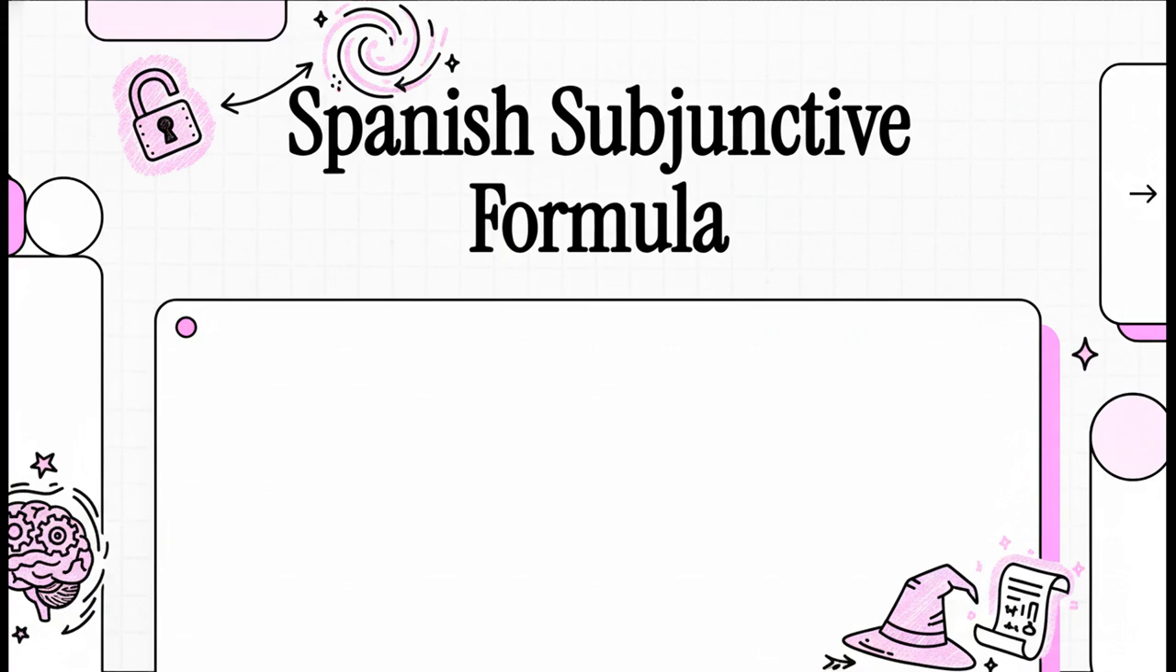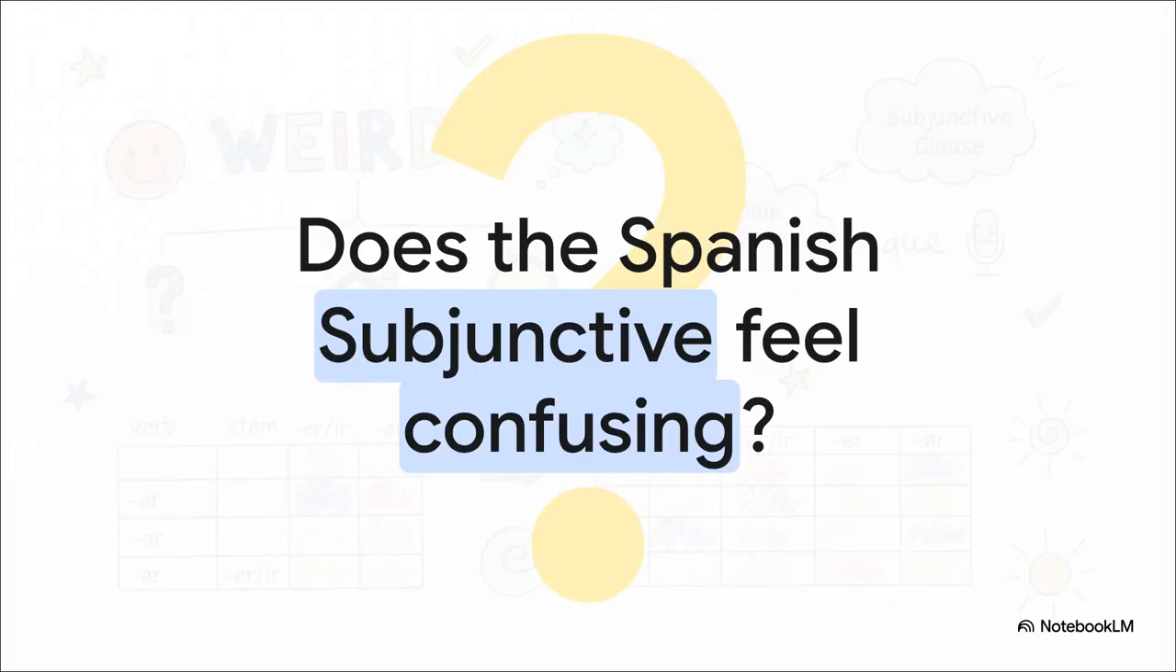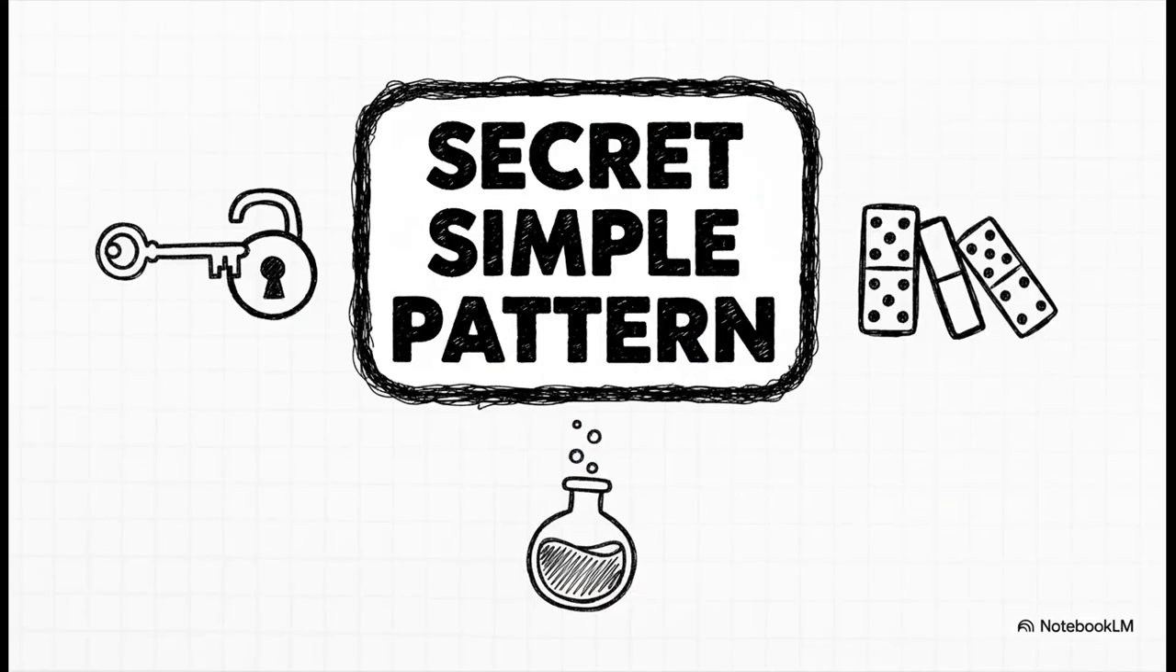Let's jump right in. First things first, if the Spanish subjunctive has ever made you want to just throw in the towel, you are not alone. It's kind of famous for tripping people up, but I promise you that confusion ends today. Because here's the thing, it's actually way simpler than you think. The subjunctive follows this really elegant, simple pattern, and once you see it, you'll never be able to unsee it. We're going to break it all down into one easy-to-remember formula.